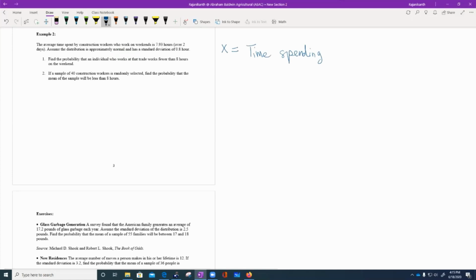So if you read the question carefully, the average time spent by the construction workers means the mu, the average, for this original variable x is given, which is 7.93, and assume that the distribution is normal and has a standard deviation of 0.8. Therefore, the standard deviation is 0.8. So these are all the information pieces for the original variable x.